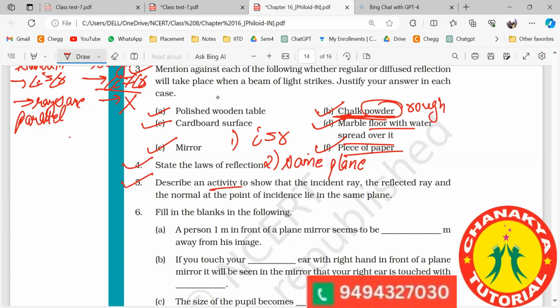Sir, in a dark room, if you turn on a torchlight towards the mirror, you can see the path of the light. But there is no reflection, right? So light falling on our eyes shows that the incident ray, reflected ray and normal lie on the same plane. There's an activity on that. So light falling on our eyes, by which we can see.